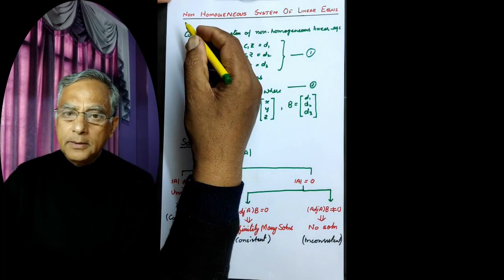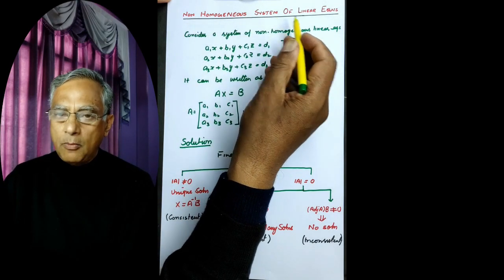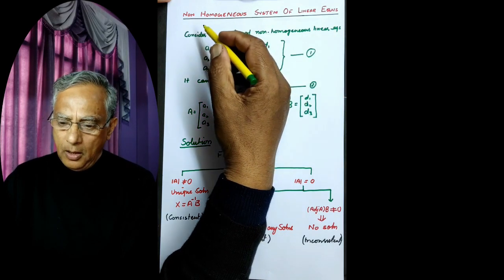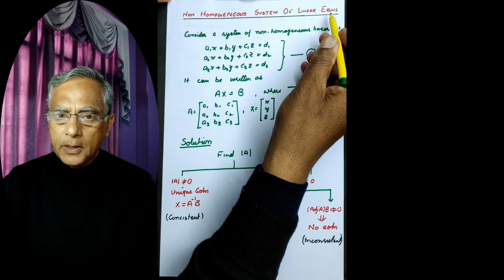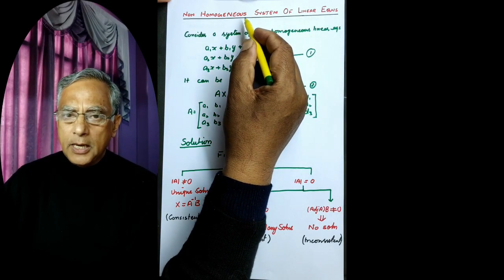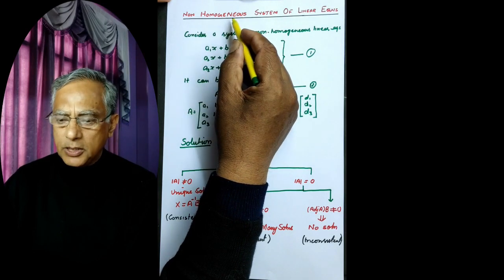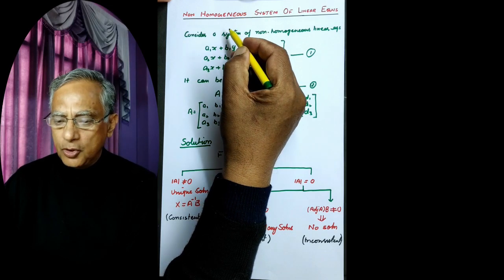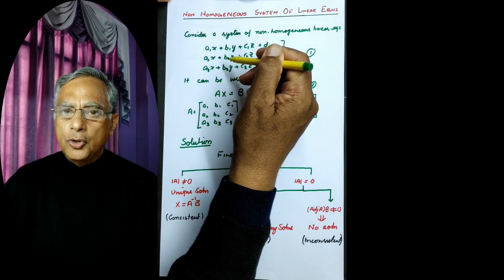The next topic we are going to discuss is non-homogeneous system of linear equations. We will discuss in what situations a solution of a non-homogeneous system of equations exists and in what situations it does not exist. And if the solution exists, we will discuss how to find that solution.